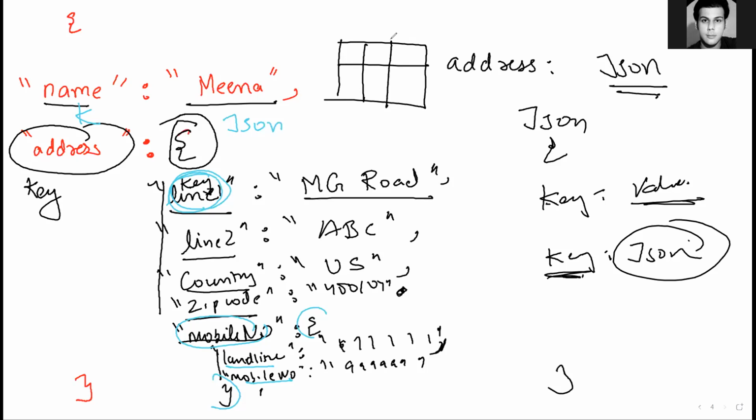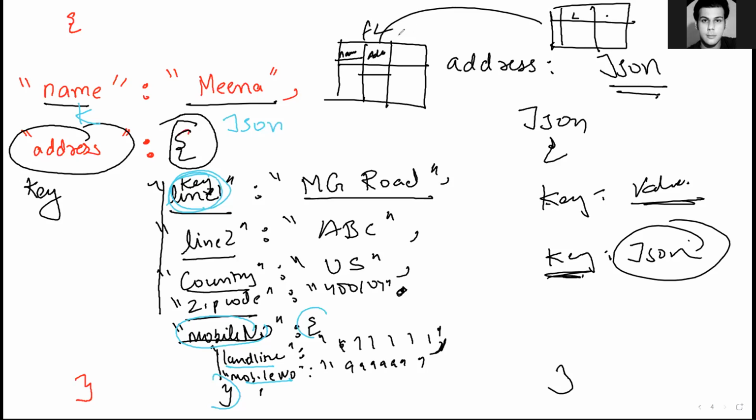Make sense? So if I go name, and this is going to become address. Address is actually another table that is going to be there, and which is going to have line number one, line number two, country, zip code. So the primary key and foreign key concepts come into picture. But that's altogether a development issue. We don't need to worry about that stuff. But you need to know how to do the parsing of JSON.